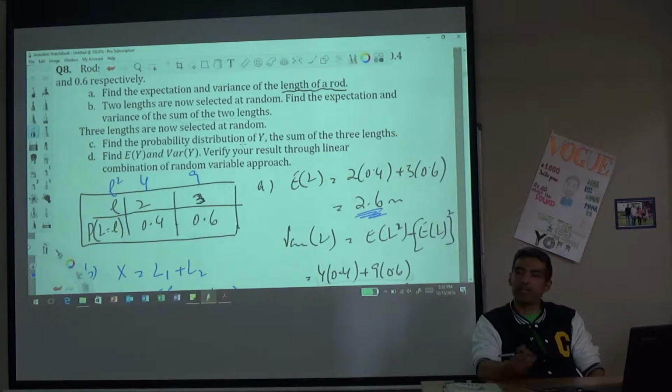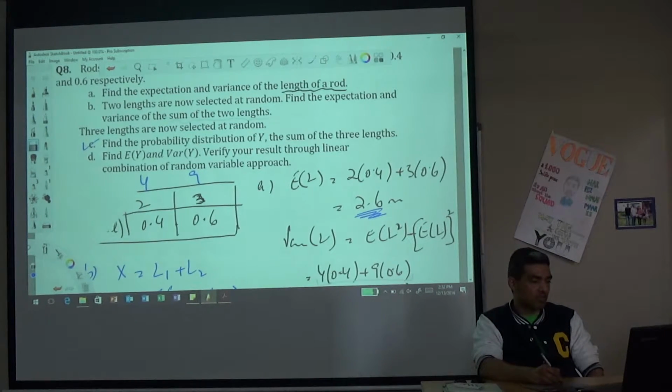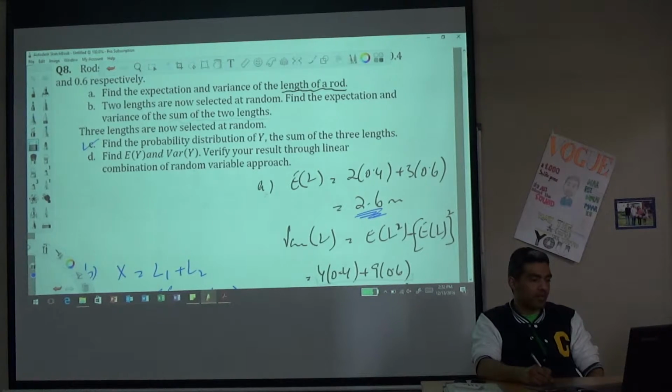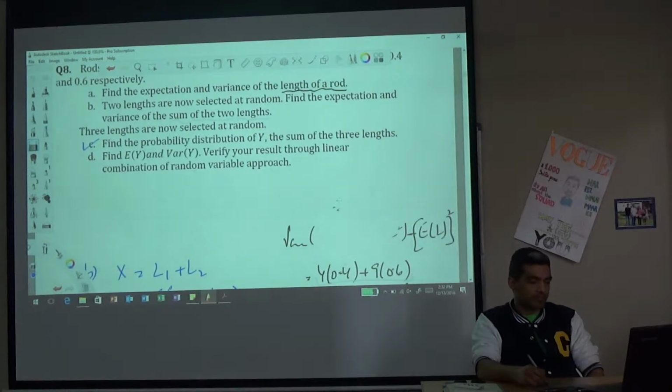Three lengths are now selected at random. Find the probability distribution of y, the sum of the three lengths. Now, can I just clear this up? If we are all done with this. Any questions regarding part A? Okay, so let's clear this up. So let's form a table for three random variables. 3 rods selected.